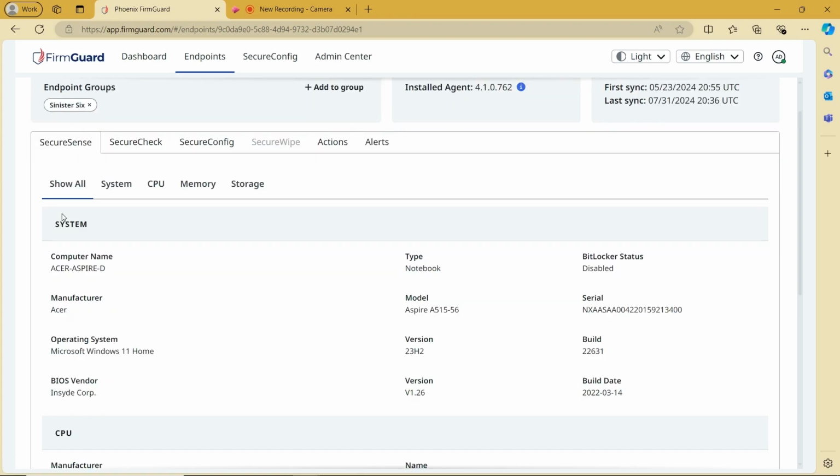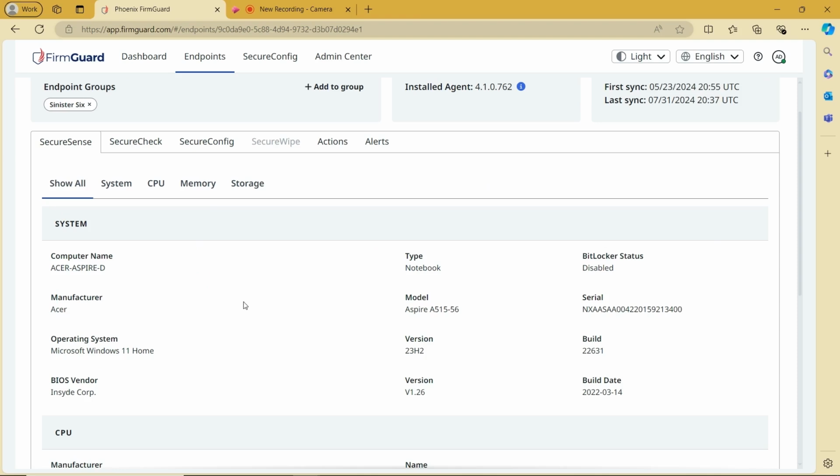And if I scroll down and I look in this area, you'll see indeed that BitLocker is disabled. Now, this is very valuable information. We've had many customers that like the fact that at a glance, they can see across their entire population how many endpoints have BitLocker disabled. But of course, that's not the only information that SecureSense provides.